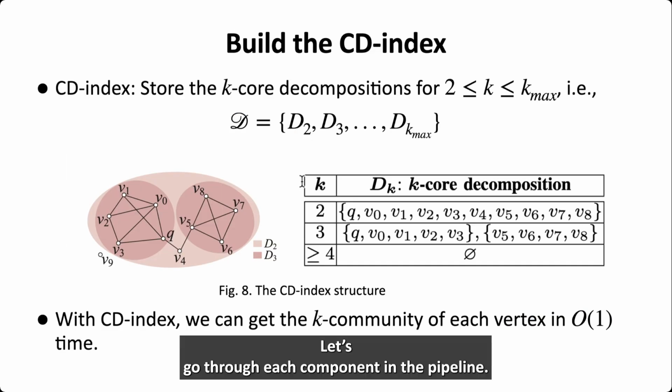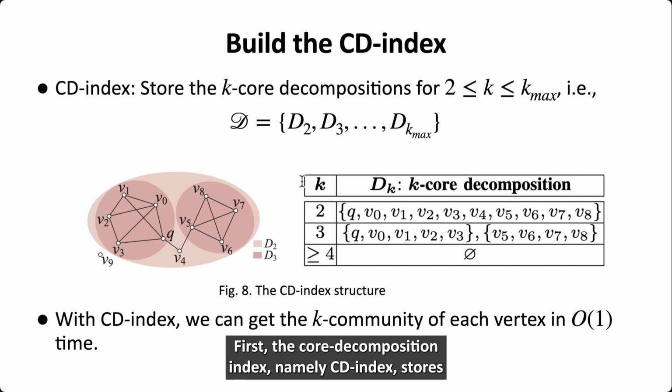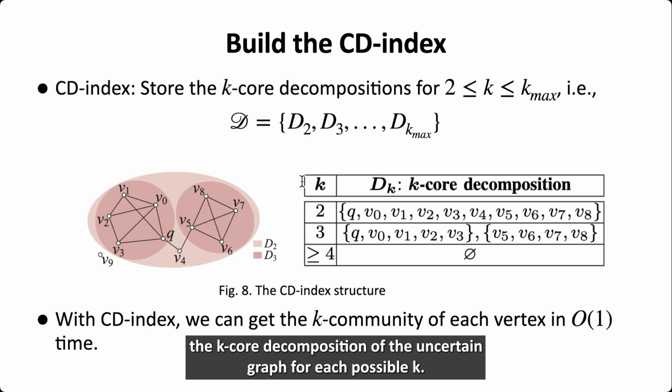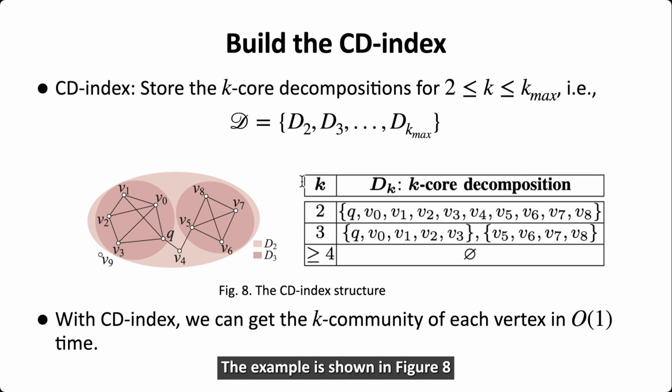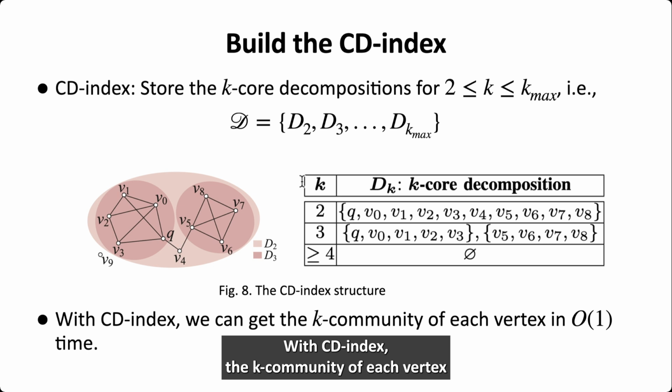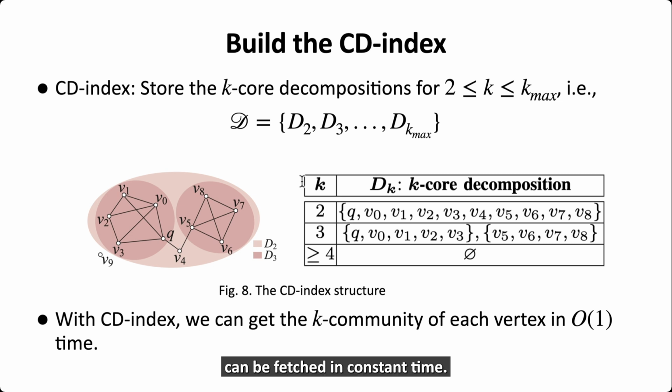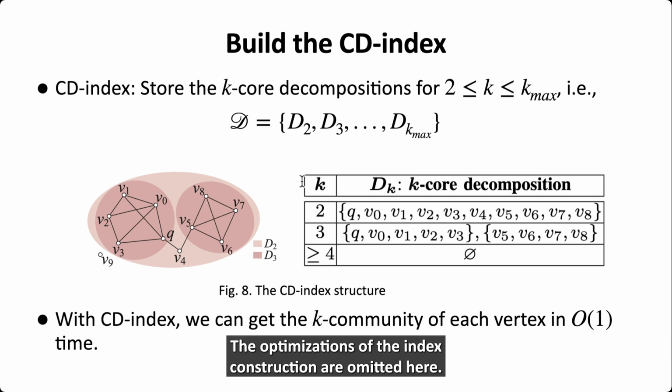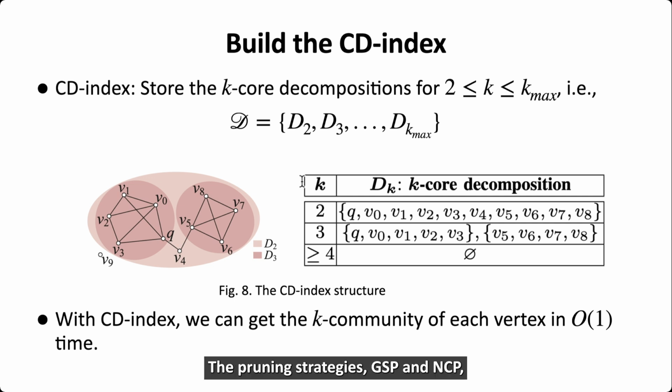Let's go through each component in the pipeline. First, the core decomposition index, namely CD index, starts the k-core decomposition of the uncertain graph for each possible k. The example is shown in Figure 8. With CD index, the k-community of each vertex can be fetched in constant time. The optimizations of the index construction are omitted here.